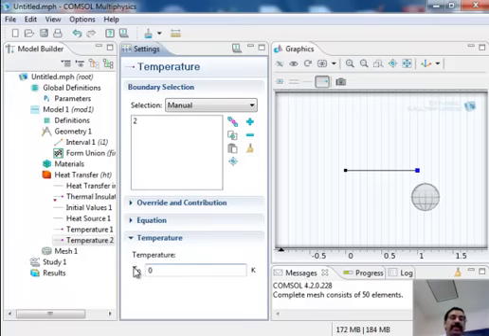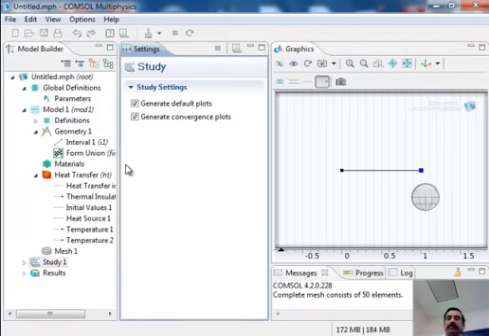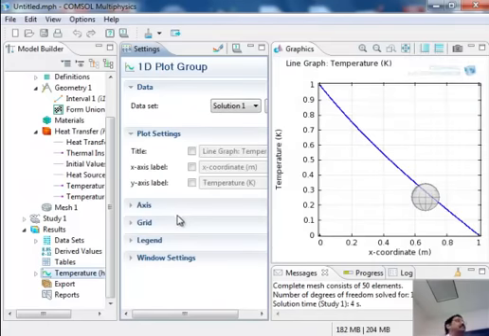So I go to the study and I say solve, compute. There is my temperature profile. This is for K equal to 1. So if I want to change the question, this would be for part A. This is for part A, case A. Case A, right? For case B, see how easy it is.